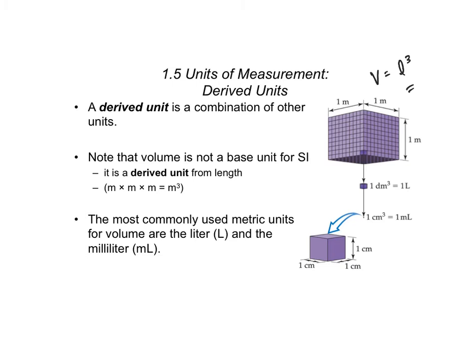A meter. So if I wanted to measure the volume of something with respect to our base units and the SI units, this would be a meter cubed, okay? So this is what we call a derived unit. It's a combination of other units that essentially gets us whatever quantity we're measuring, okay?